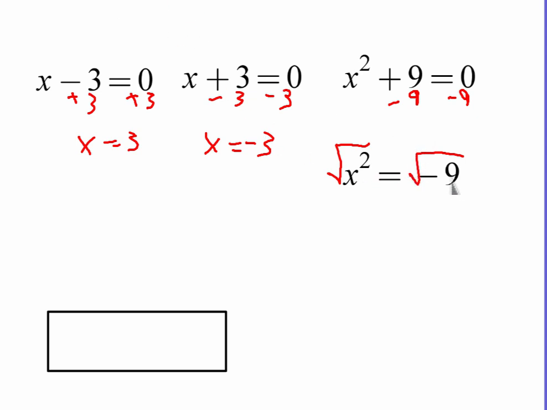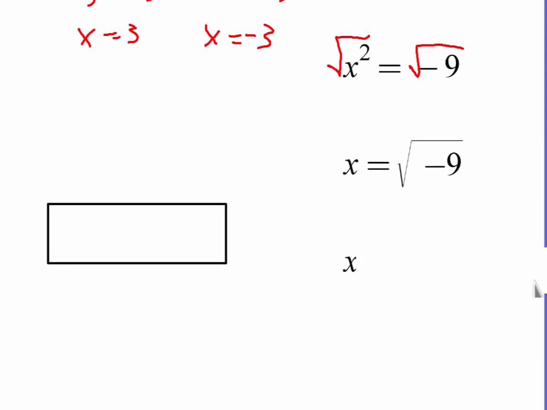Remembering what we know, the square root of 9 is 3, and to deal with the negative in the square root of negative 9, I'm going to put an i. That's the square root of negative 1. If we think about it this way, this is the square root of 9 times the square root of negative 1. The square root of 9 is 3, and the square root of negative 1 is i.